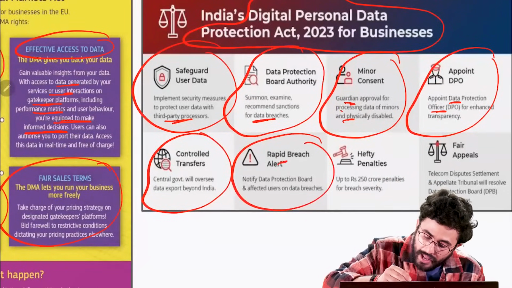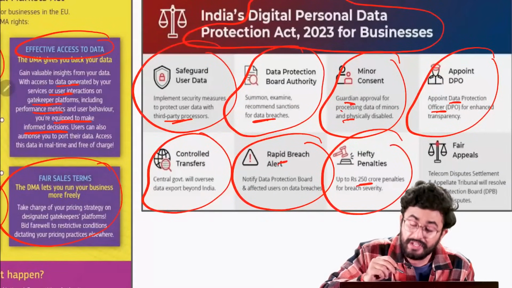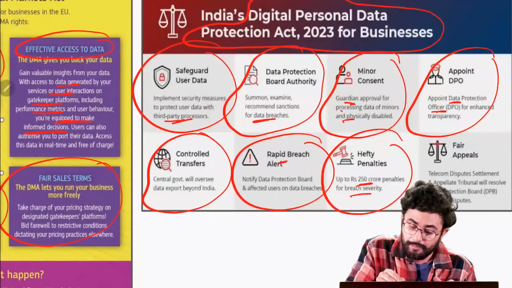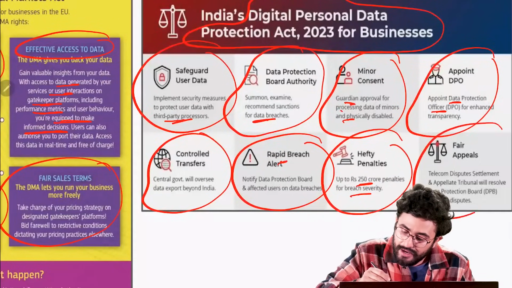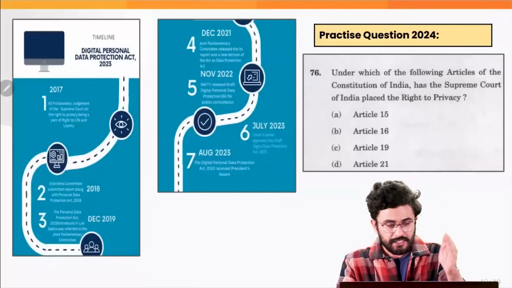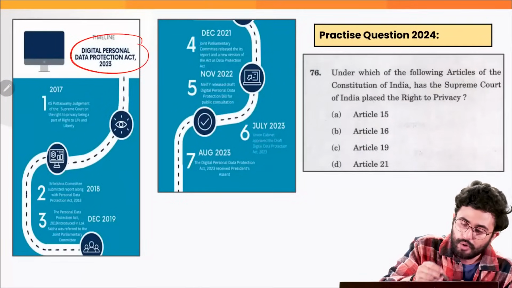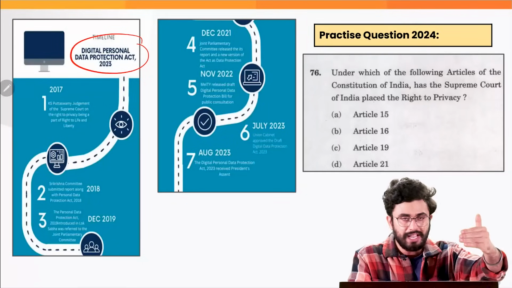To alert for any kind of breach of data. Hefty penalties up to 250 crore have been provided for any kind of severe breach of data of our country, and fair appeal tribunals have been created as well. Just look at a quick succession of how the digital data protection law was created.